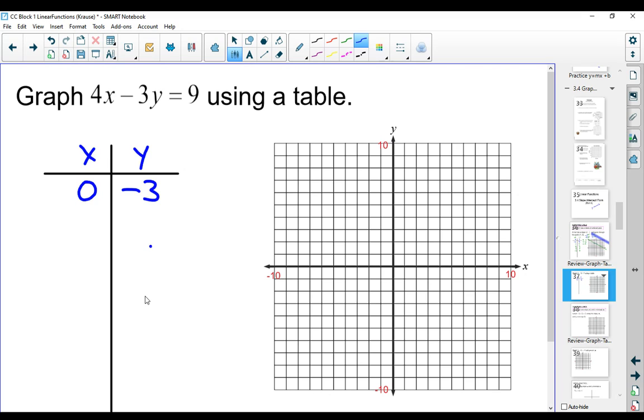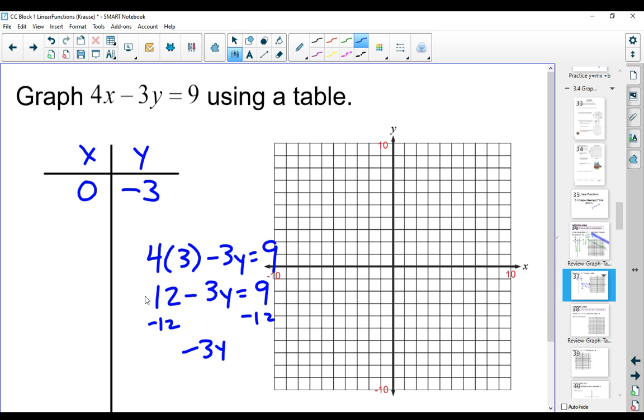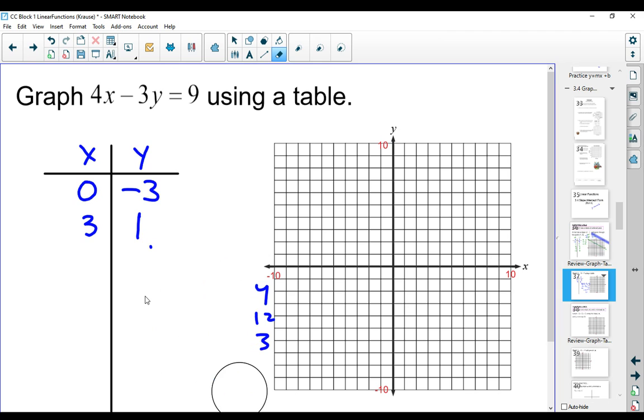Let's maybe try 4 times 3. So 4 times 3 minus 3y equals 9. The other one would have given me a decimal, and those are hard to plot, so that's why I'm choosing a new number here. So 4 times 3 is 12, minus 3y equals 9. 9 minus 12 is -3. So I got -3y equals -3. If I divide by -3, y equals 1. So 3 was the x I chose, and that gave me a positive 1. Okay, so this is one way to do it.